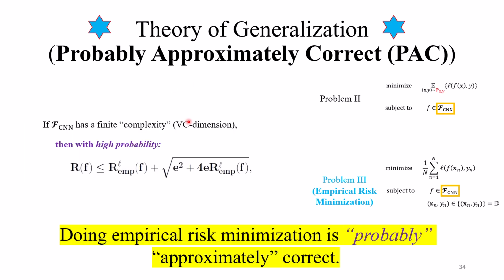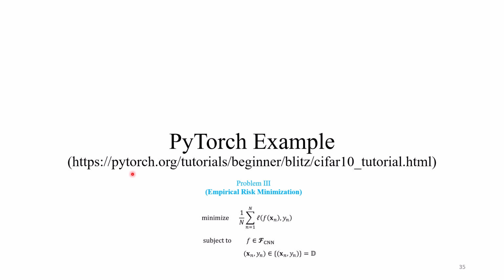So this page is to summarize once again the PAC framework. If FCNN has a finite complexity or VC dimension, then with high probability, the true risk would be less than or equal to the empirical risk plus a function of the VC dimension, which means doing empirical risk minimization is probably approximately correct. Now I should note that the PAC learnability framework could be introduced more rigorously, and for that I would refer to the lectures of Professor Shai Ben-David. I really recommend those. So let's do a simple example.